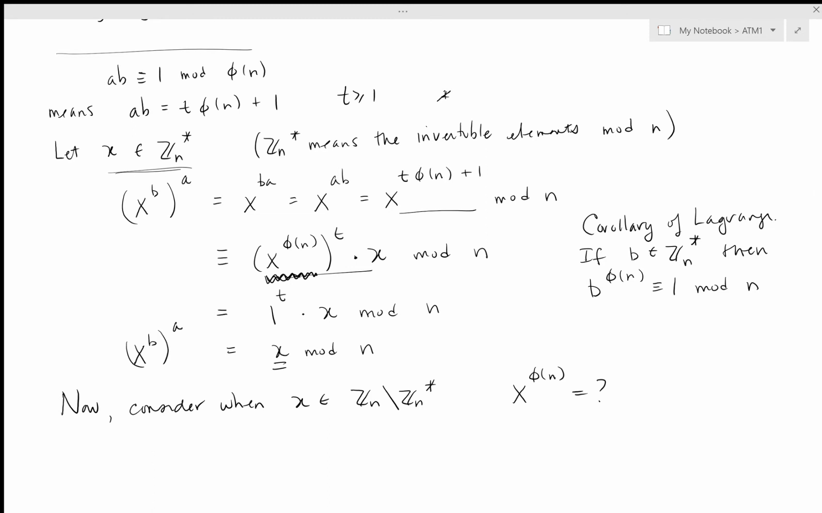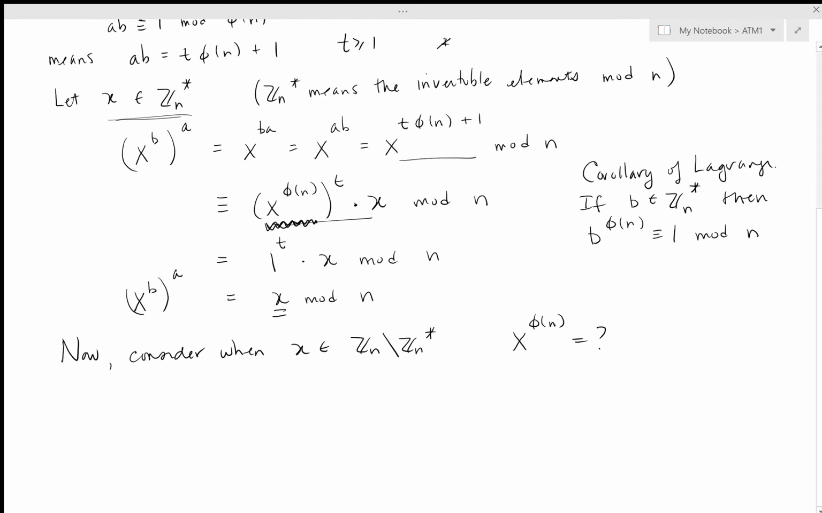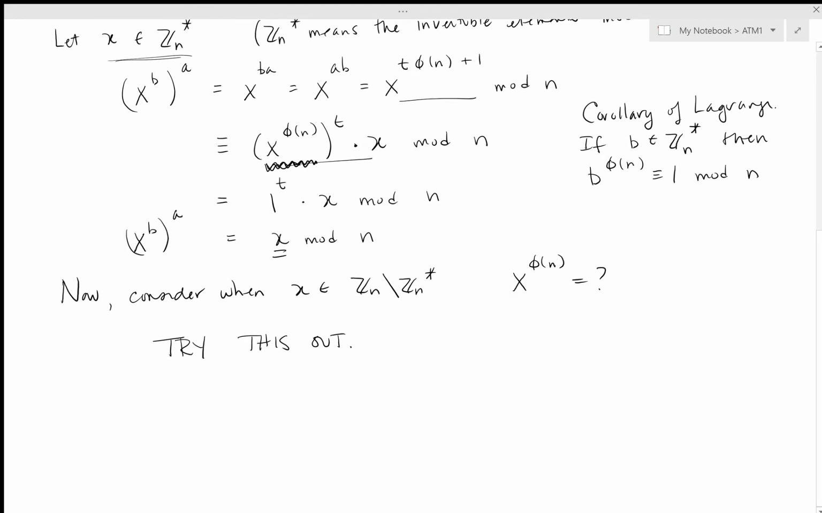So I have gone through this and I have done it for the invertible elements. Now I want to consider x to be not invertible in Zn, because the plain text really could be any x in Zn. So what I'm going to do is ask you guys to try this out, and this is what we'll cover during the lecture on, hopefully, Wednesday if we have time. If not, then next week. So try this out. See if you can adapt the argument above so that we can have it for all x in Zn.